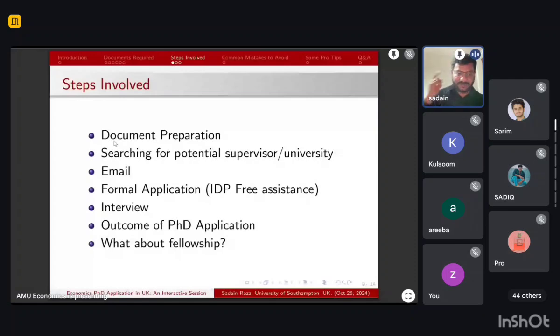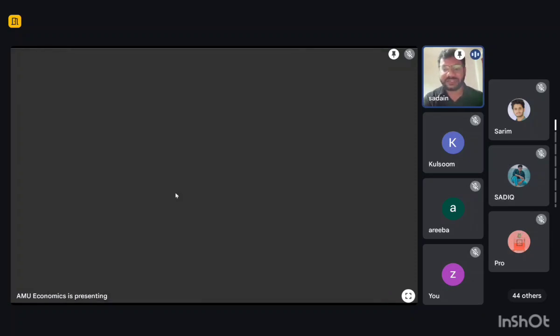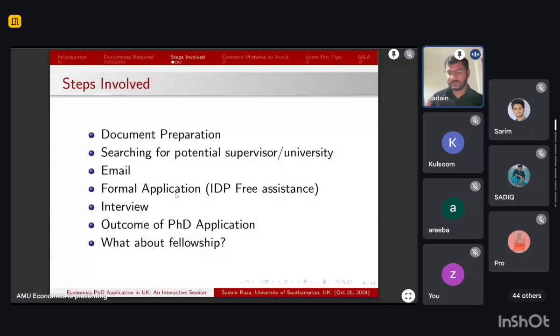After you send the email, if it is a good exchange of email, your professor says you to apply, then you can formally apply. And in here I want to mention that IDP, that holds actually IELTS exam, English language requirement exam in India, they give free assistance. You don't have to pay a single penny to them, and they will assist you to apply. The process of application they will tell you, and if you find any problem in that, they will help you.